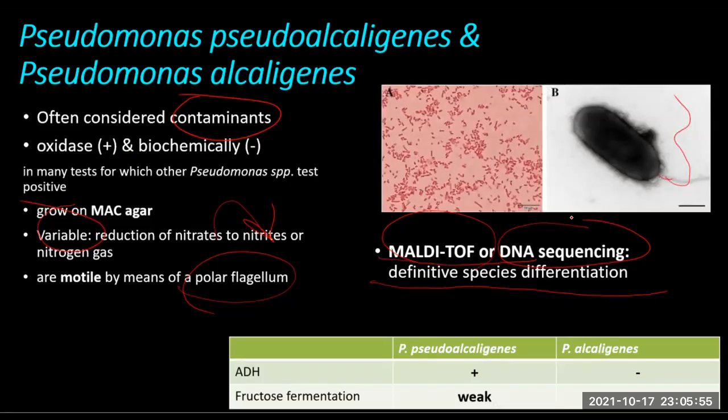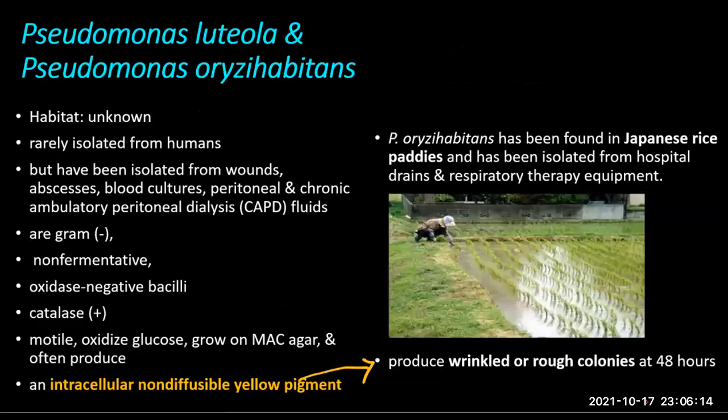To differentiate Pseudomonas pseudoalcaligenes and Pseudomonas alcaligenes, we have ADH production positive for pseudoalcaligenes, and a weak fructose fermentation, but this one is negative and we cannot tell. And also we have Pseudomonas luteola and Pseudomonas oryzihabitans. Habitat unknown, rarely isolated from humans, but from wounds, blood cultures, abscesses, and chronic ambulatory peritoneal dialysis, these organisms were isolated.